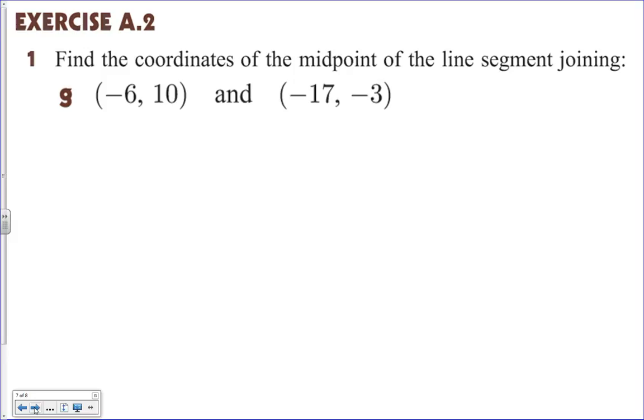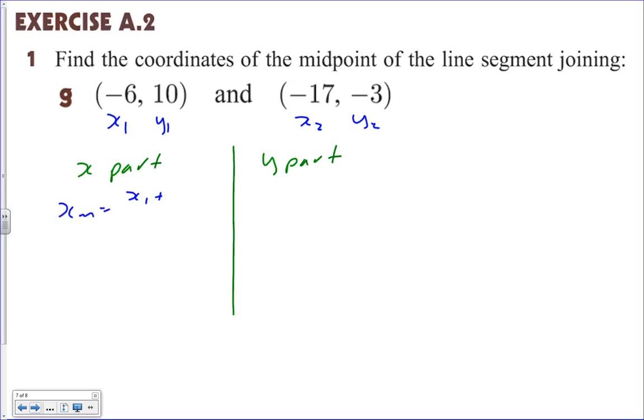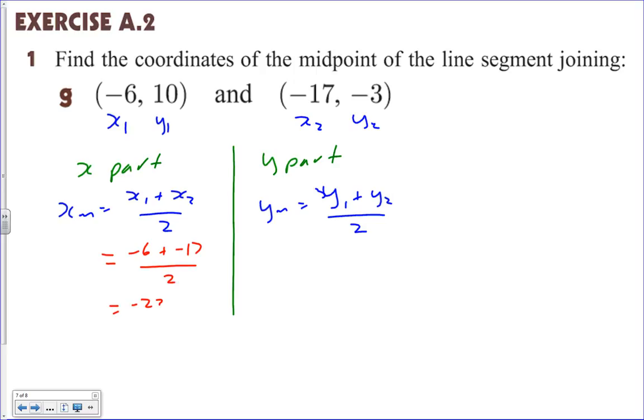Next one, x1, y1, x2, y2. We've got our x part and our y part. So x mid equals x1 plus x2 over 2. Y mid equals y1 plus y2 over 2. So let's do our x part. So negative 6 plus negative 17 over 2. So that's going to be negative 23 over 2, which is negative 11 and a half.